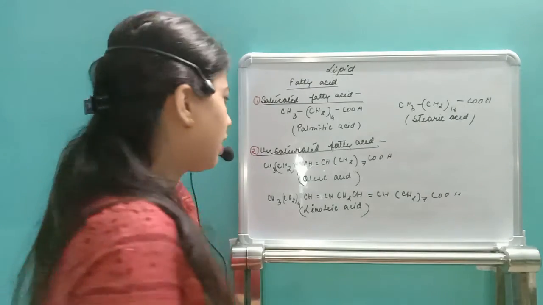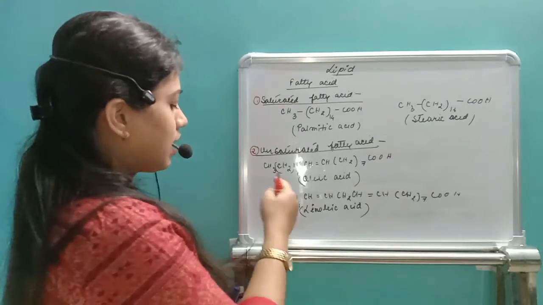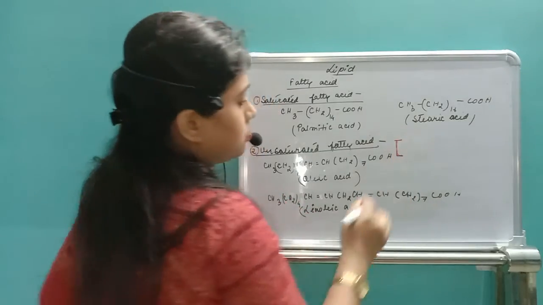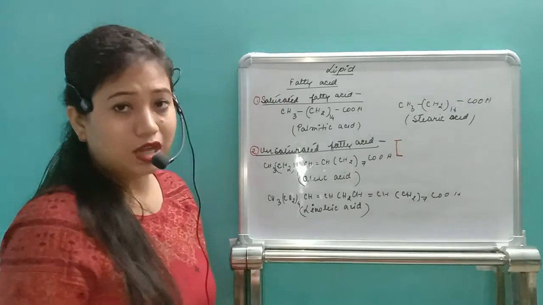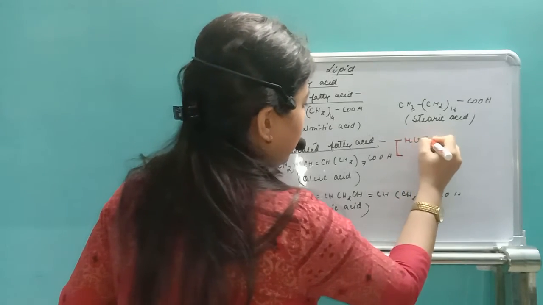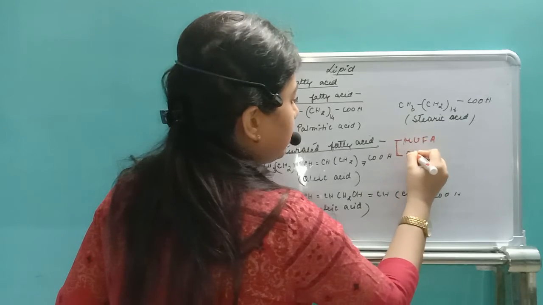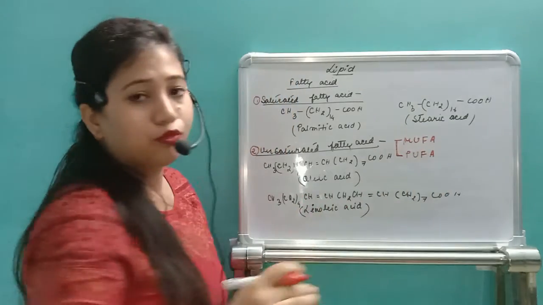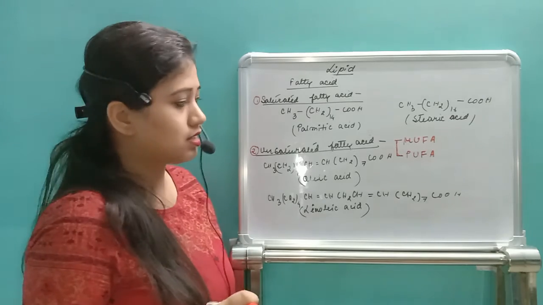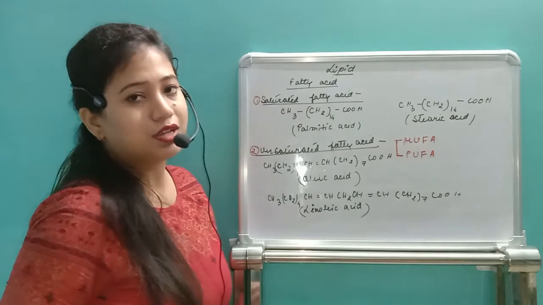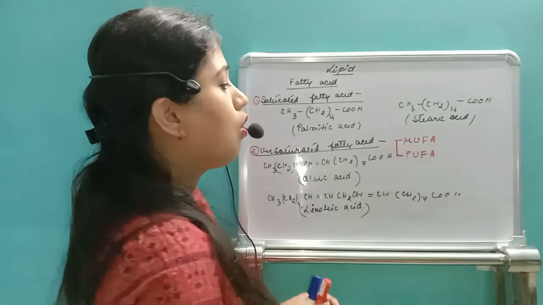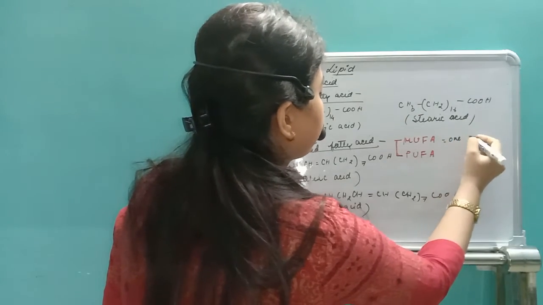Okay, so just see. First of all, in the unsaturated fatty acid also we have two types, which are generally written nowadays on different food packages. One is given as MUFA and the second one is called PUFA. MUFA stands for monounsaturated fatty acid and PUFA stands for polyunsaturated fatty acid. So MUFA is going to have only one double bond.